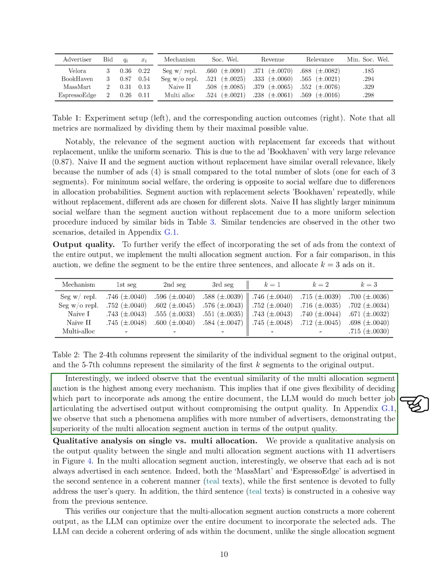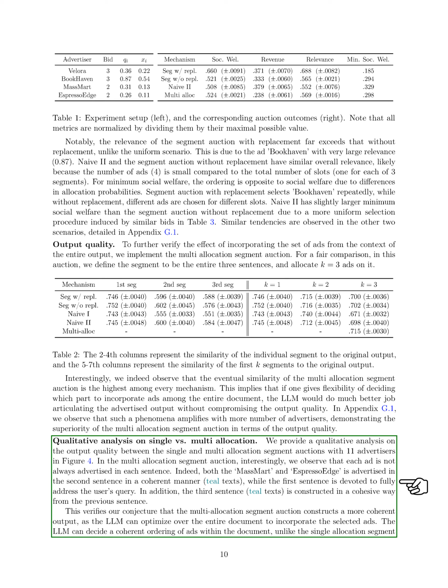Interestingly, we find that the multi-allocation segment auction shows the highest similarity among all mechanisms. This suggests that allowing flexibility in deciding where to place ads within the document leads to better articulation of the output without compromising quality. This effect is more pronounced with a higher number of advertisers, highlighting the superiority of the multi-allocation segment auction in terms of output quality.